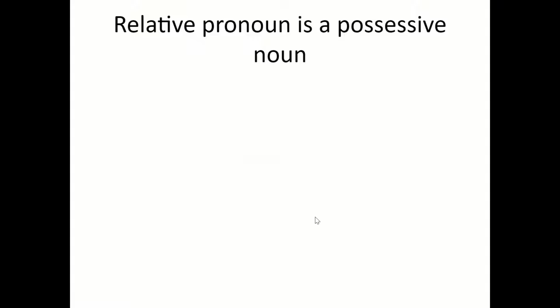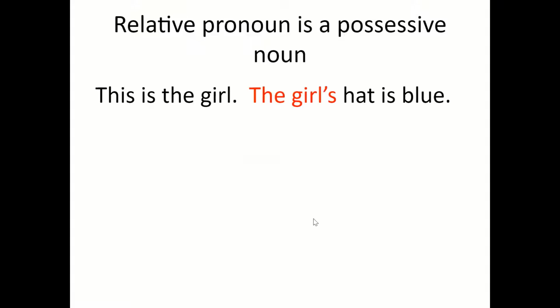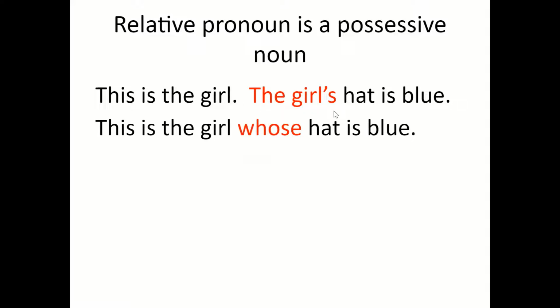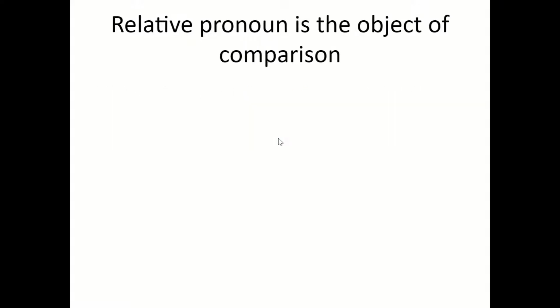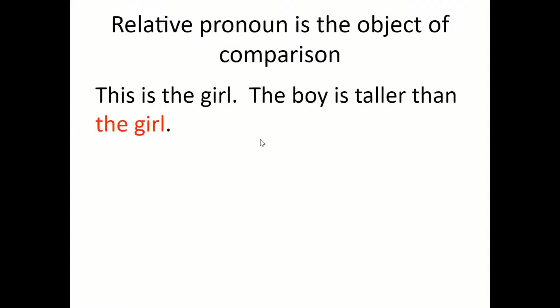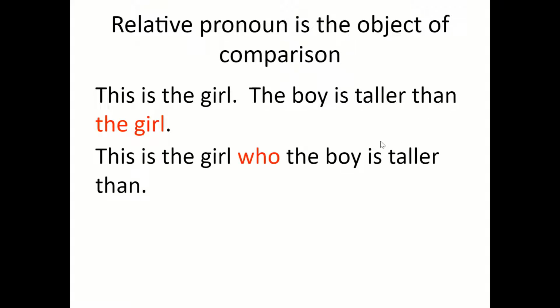Or the relative pronoun could be a possessive noun. So this is the girl. The girl's hat is blue becomes, this is the girl whose hat is blue. Or the relative pronoun could be the object of comparison. So this is the girl. The boy is taller than the girl. Could become, this is the girl who the boy is taller than.